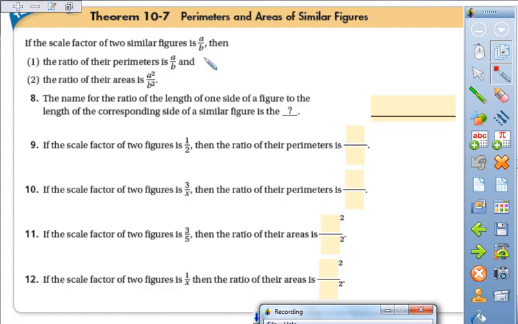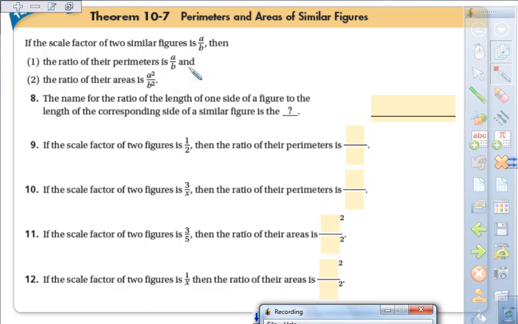Here's the most important thing we look at today. Theorem 10-7, perimeters and areas of similar figures. If the scale factor of two similar figures is a to b, then number 1, the ratio of their perimeters is a to b, and the ratio of their areas is a squared to b squared. So that's what you have to remember. Sides and perimeters are a to b, and areas are a squared to b squared.